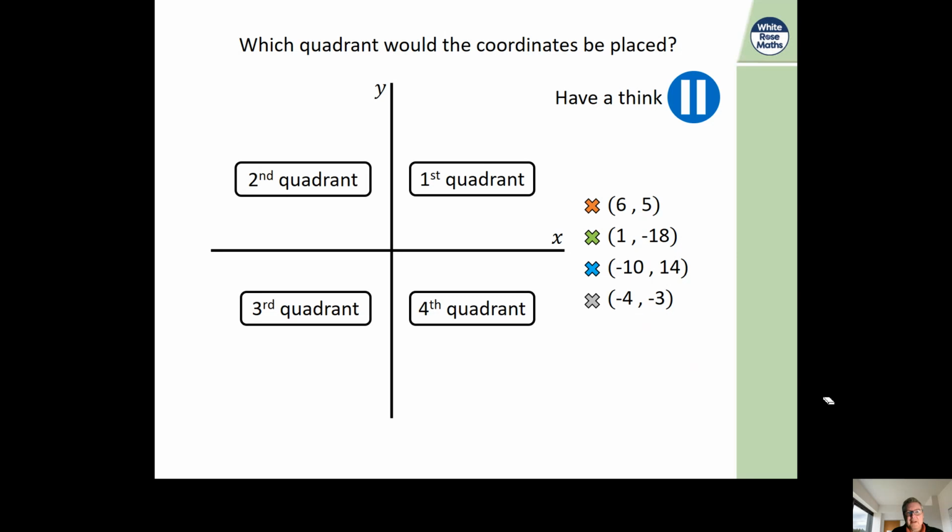This time the X and the Y are not labelled with the numbers. Where would this go? Positive, positive. Positive, negative. Negative, positive. Negative, negative.